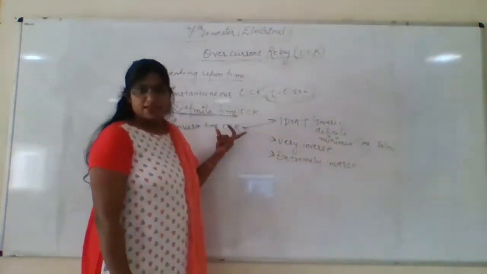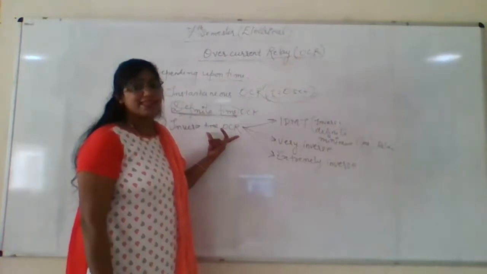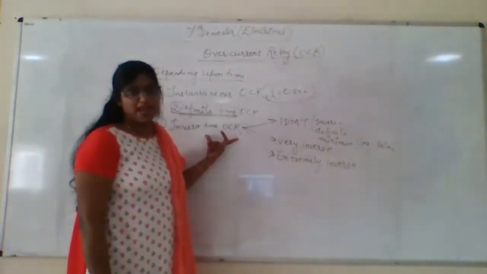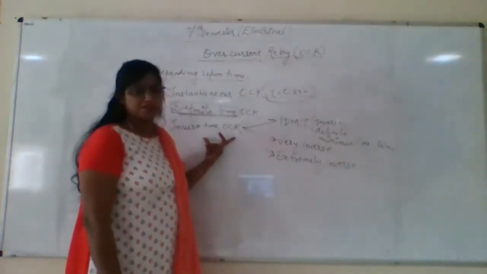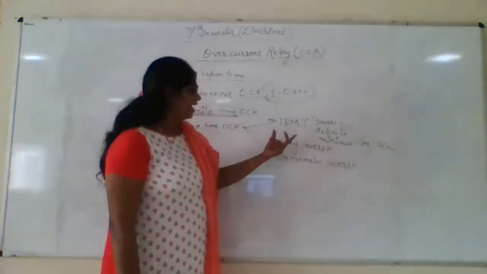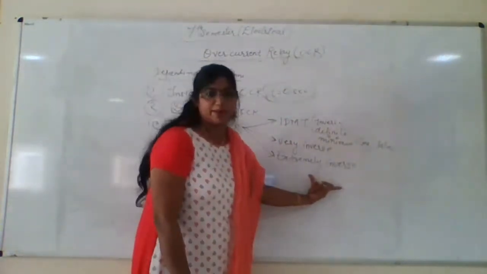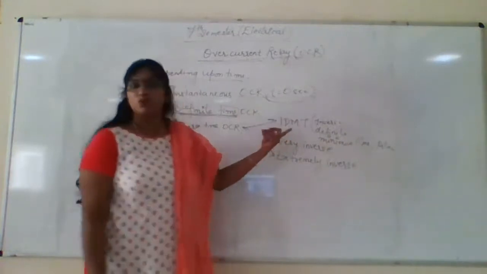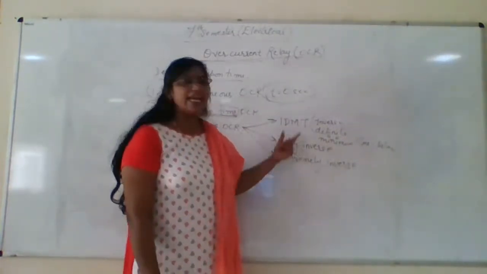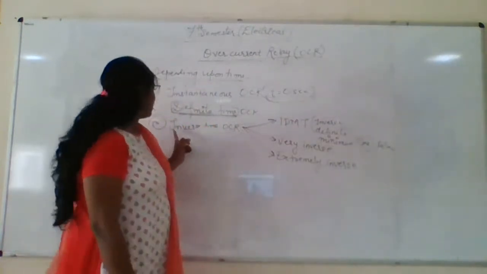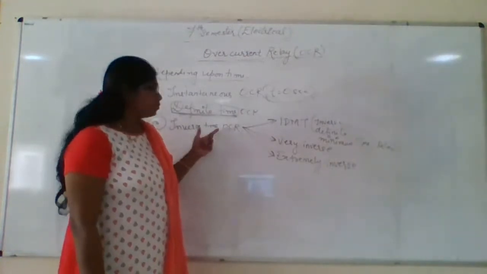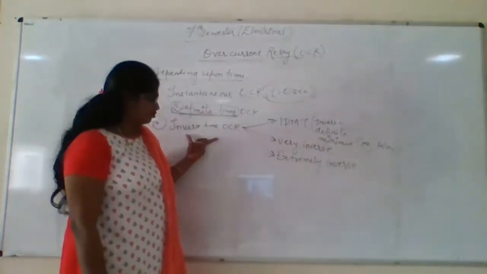Inverse time means its characteristic is inverse, meaning the time versus current characteristic is inverse. Fine. So in this way, we have three classifications: IDMT, very inverse, and extremely inverse. What is IDMT? IDMT is inverse definite minimum time relay. Inverse time over current relay has inverted characteristics, meaning inverse current versus time characteristics.